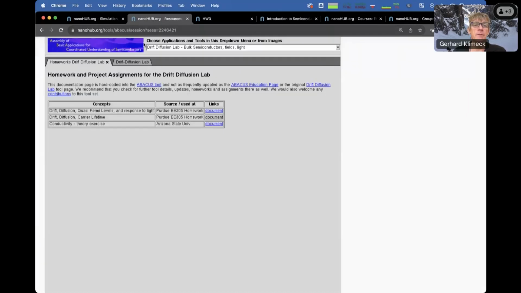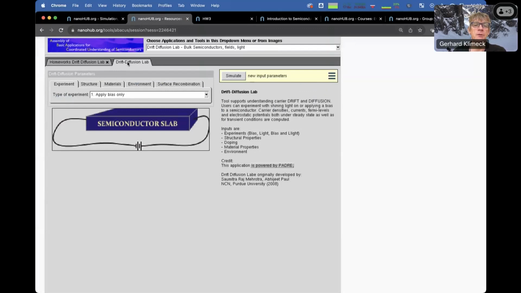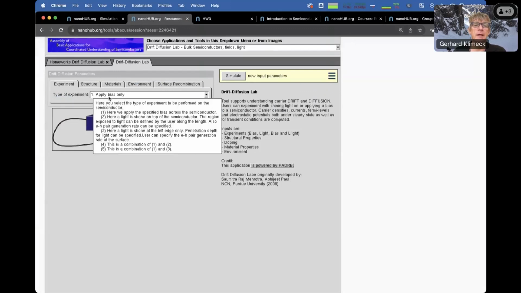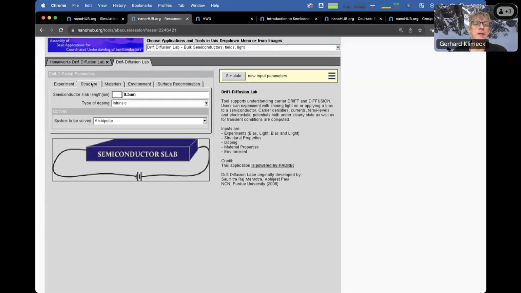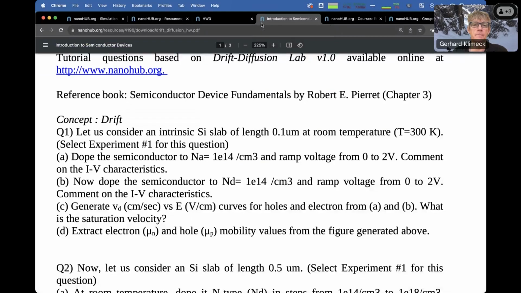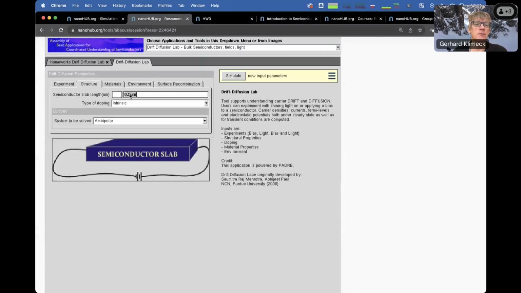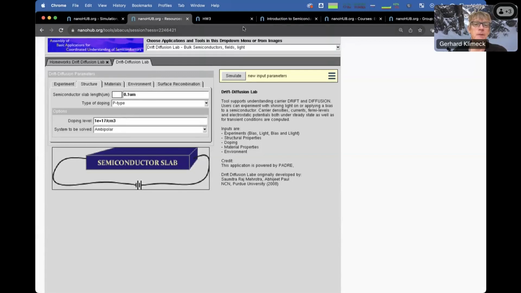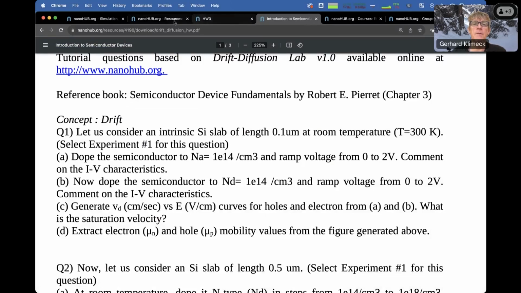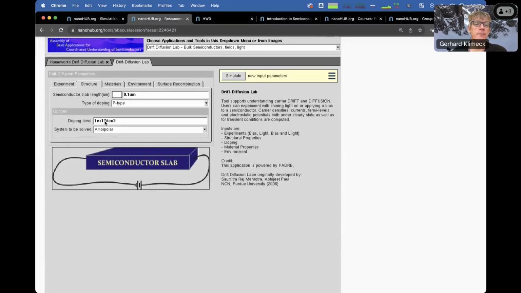So let's go here to the tool, Drift-Diffusion-Lab. I'm going to apply a bias. I can look at the structure, and I think it talked about a slab of 0.1 nanometers. So we can just do 0.1 nanometer. And it suggested p-type at first. All right, p-type 10E14, so I can go in here.